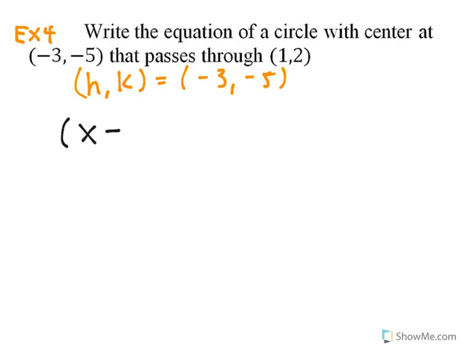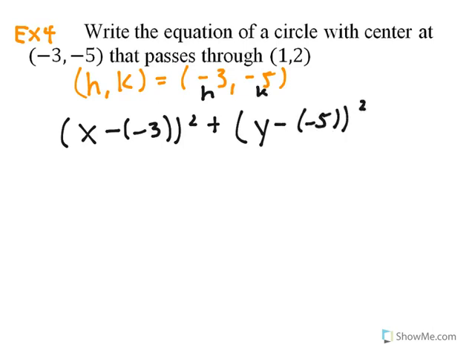X minus my H, which is -3, squared. And then my K is -5. So again, watch your double negatives because the minus is part of the equation already. Equals R squared. So if you notice, they don't give us R. So we're going to have to find R to write our equation in the way we want it.